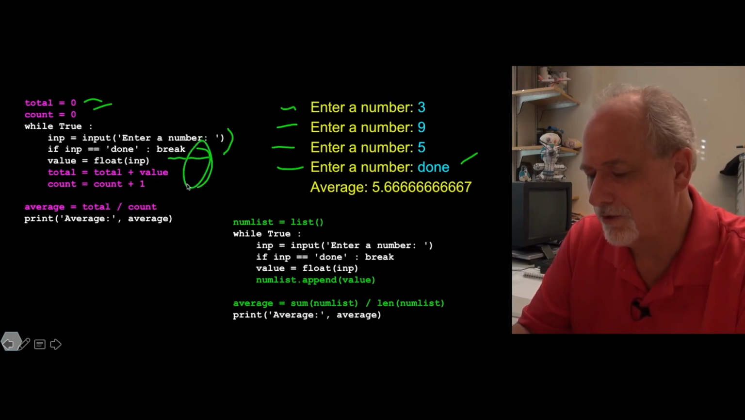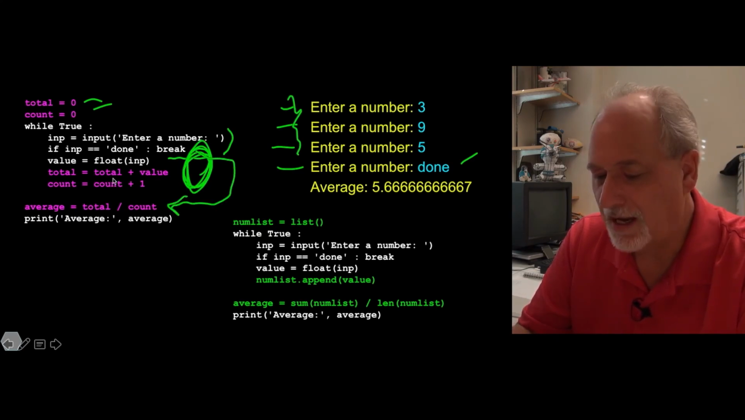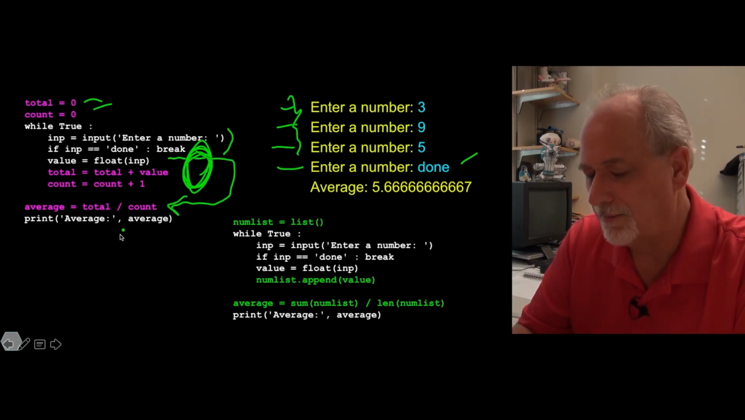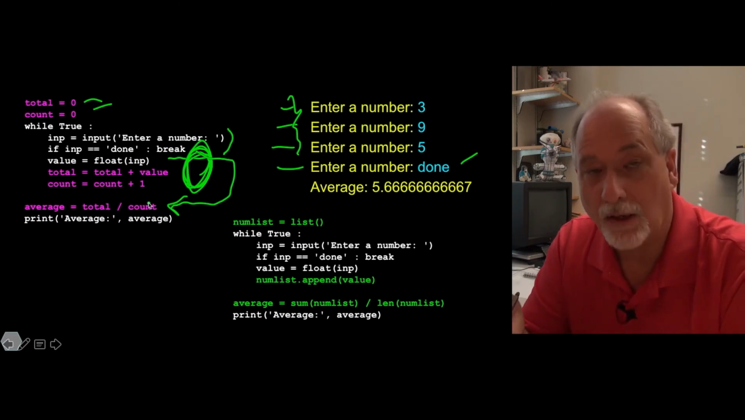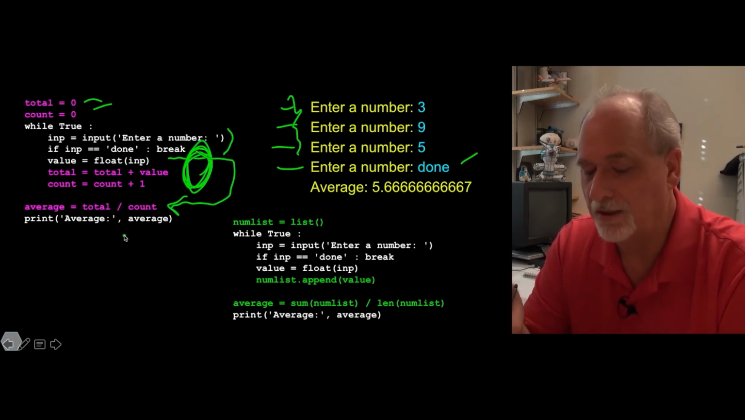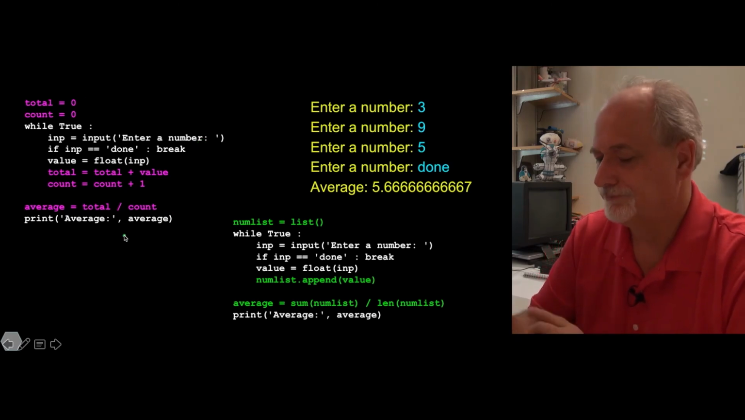And then we say total equals total plus value and count equals count plus 1. This is going to run over and over again, however many times, and then it's going to pop out, and when it's done, it's going to have this value of total, the running total, divided by count, and it'll print the average out. That's kind of how we would have done this before we knew how to do this with lists. Now, let's take a look at the other one.